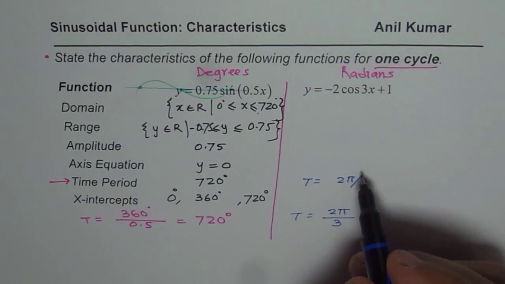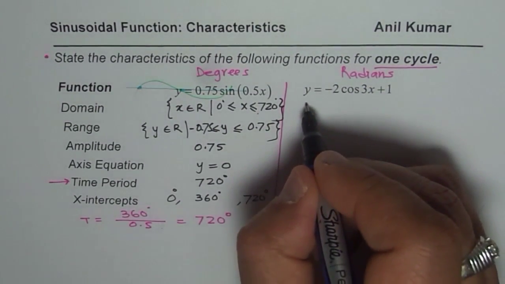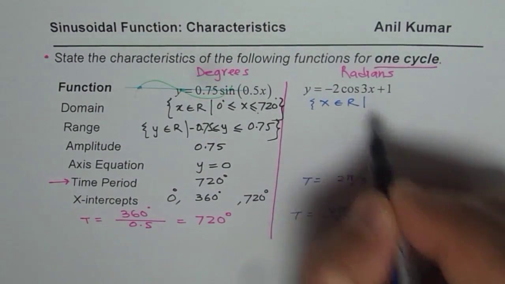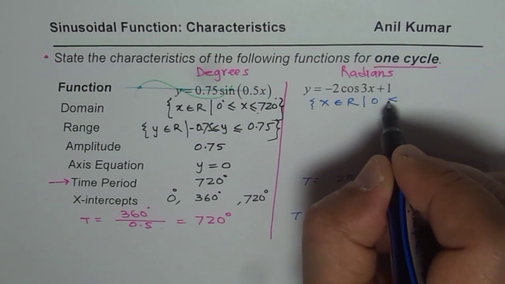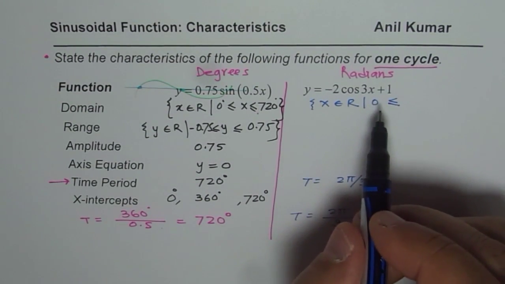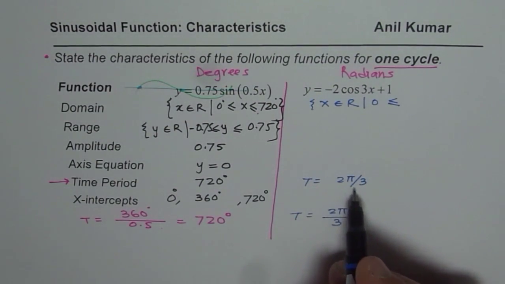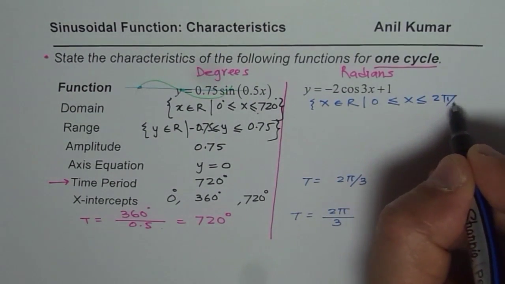Fine. Now, once we know the time period, we know the domain. So we say, well, domain here is x belongs to real numbers, so that x is from 0 to 2 pi by 3, because one full cycle takes that much of time, right? So x is less than or equal to 2 pi by 3.